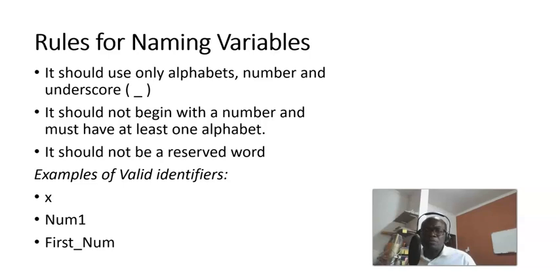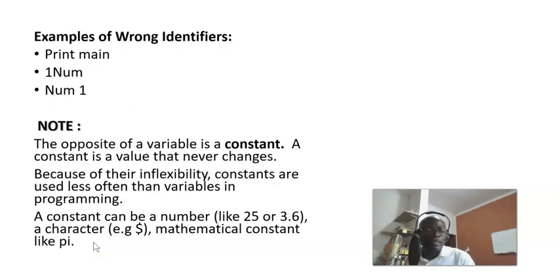If you want to leave a space, you can use an underscore, the way we've shown it here. First underscore, then num. Or first num, then underscore, then 1. Yeah, that is acceptable. But we can also give examples of wrong identifiers like print main. Well, what is wrong with this? Well, main is a reserved word. It has a special meaning to a programming language.